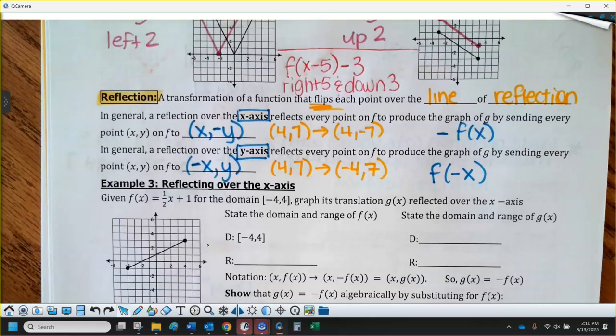Is anybody having, guys? This is tricky. Okay, is anybody having a question?